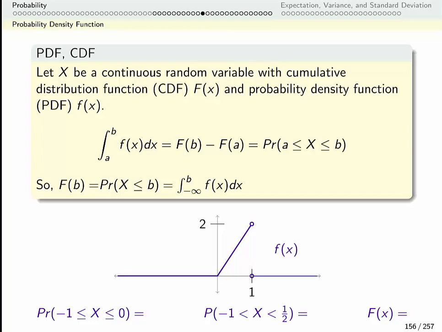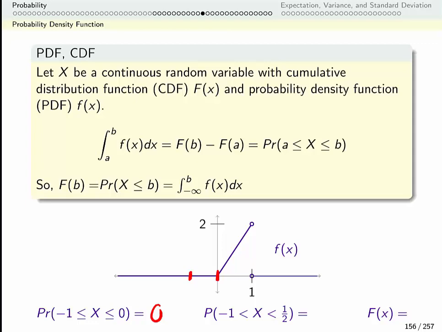We said that the area under the curve gives us the probability of being in that interval. So if I want to know the probability of being between -1 and 0, I just take the area under the curve here, which is 0. So for this random process, I never get any values between -1 and 0.